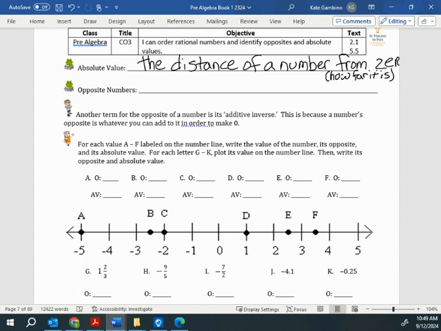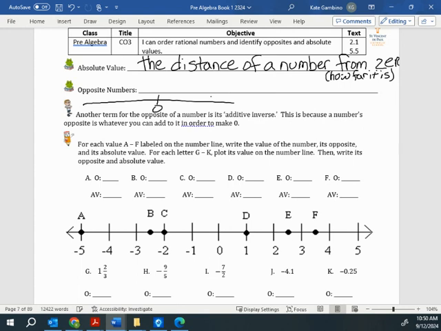Okay, so when we're talking absolute value, it doesn't matter if it's a positive number or a negative number, it's how many jumps it takes to get back to zero. That is its absolute value. How many jumps it takes to get back to zero is always going to be a positive number. Whether we start off as a positive or negative, how far from zero we are is always going to be positive. So if we look at that number line, I'm just going to put a number line.